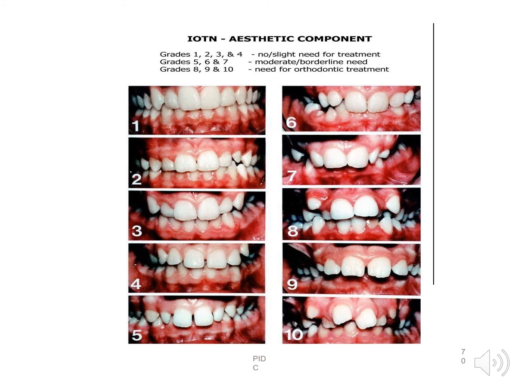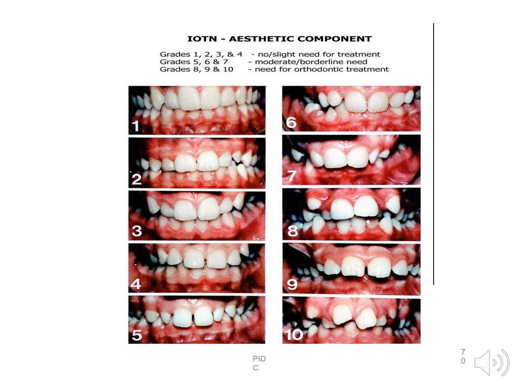So we can see photo number 1 and number 2, number 3 and 4 have no or slight need for treatment. However, in photo number 5, 6 and 7, we can see the teeth are quite crowded or they may have spacing, which indicates a moderate or borderline need of treatment. Whereas photo number 8, 9 and 10 have a greater need for orthodontic treatment.